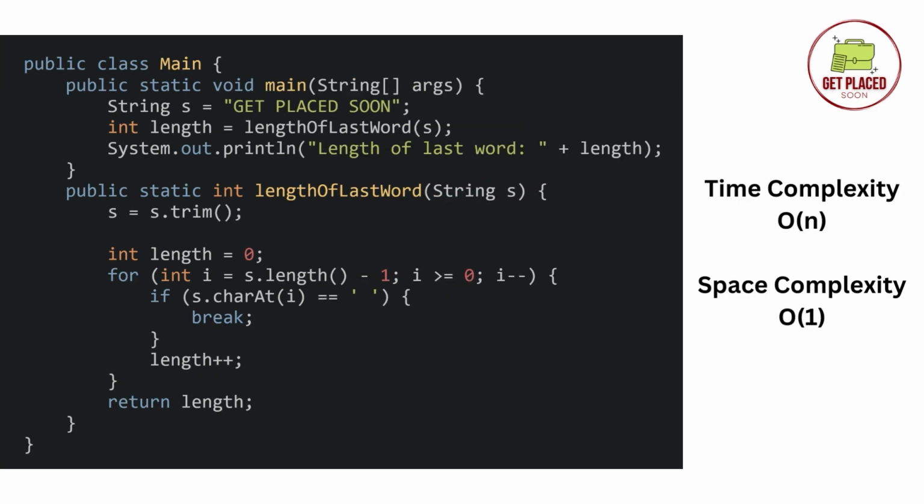Now, speaking about time and space complexity, we are looping through the entire string only once. That's why the time complexity will be O of n. Speaking about space complexity, we are not creating any extra additional space. That's why the space complexity will be constant, that is O of 1.